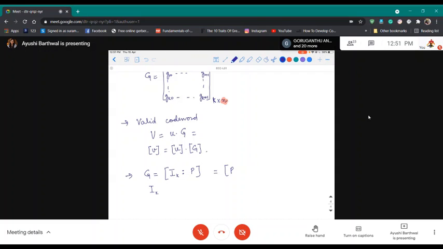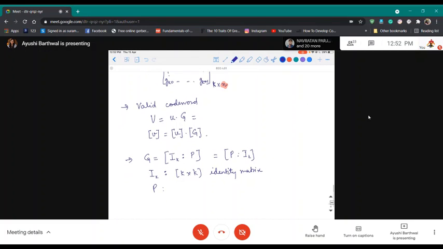We'll do an example. I know there might be some confusion right now because the theory is going on, but let us understand this notation first, and then when we do numericals it will be more clear. So let us just understand the notation: this Ik is just the k cross k identity matrix, and this P is the parity matrix of check bits or redundant bits.